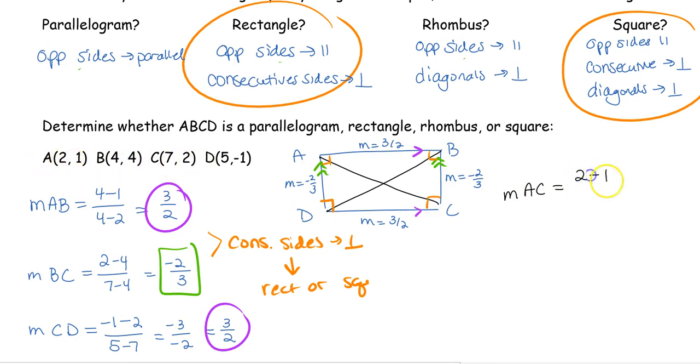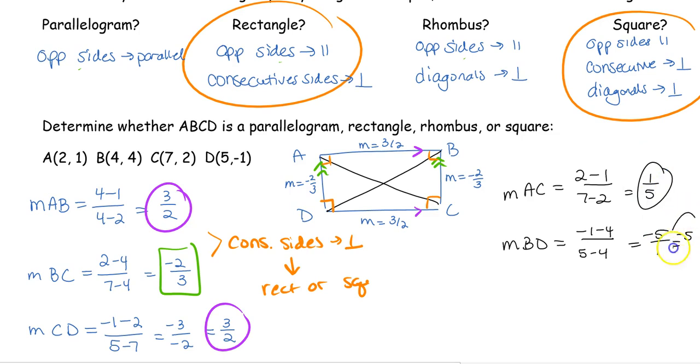So that's y on top, 2 minus 1, 7 minus 2. That gives us 1/5 for AC. And then our other diagonal, BD. Y is on top, so -1 minus 4, 5 minus 4 on the bottom. -5 over +1 is -5. So I look at those two slopes, and that tells me that my diagonals are perpendicular.